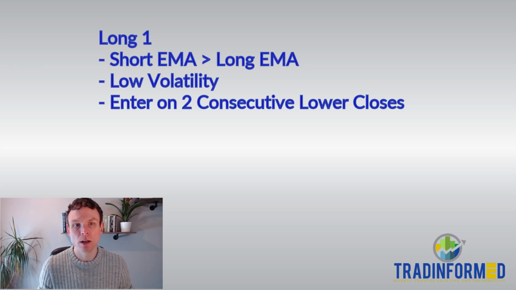Firstly, long strategy number 1: short EMA is greater than the long EMA. I have used 20 over 200. I normally use 50 over 200, but I wanted to make it a little bit more responsive. Low volatility. This is another condition that we often see in bull markets, and it's often the sort of condition where we want to trade long, and we're going to enter on a retracement. The retracement that I like to use, in this case, is 2 consecutive lower closes, and we're going to trade long.